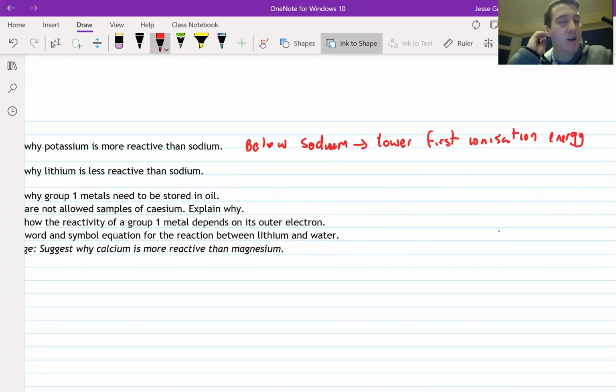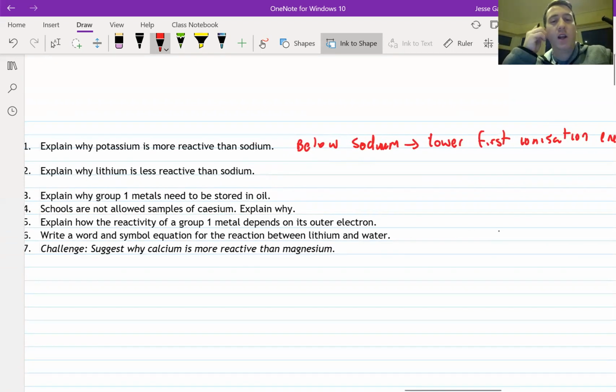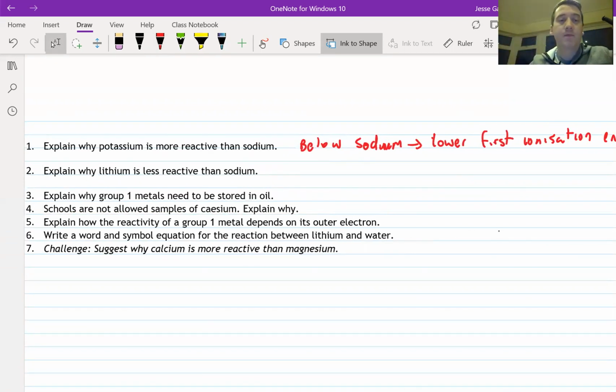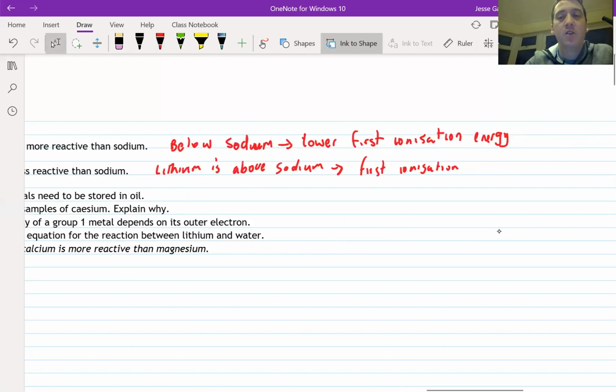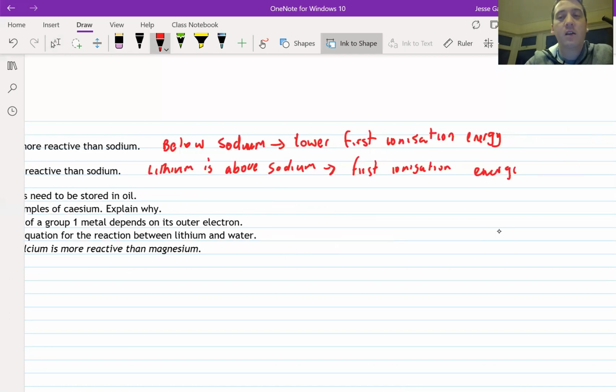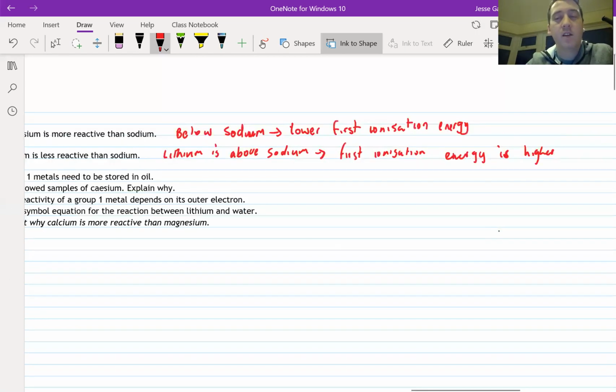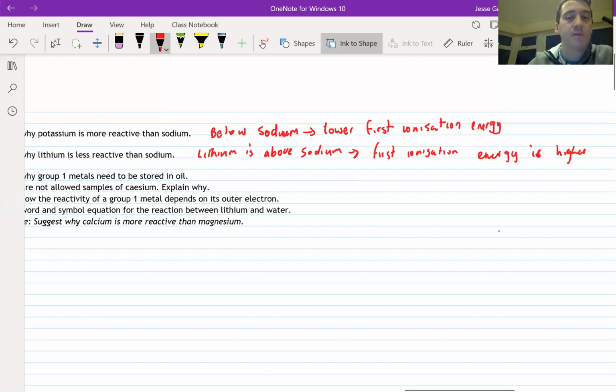Their first ionization energy. Explain why lithium is less reactive than sodium. Well, you should have said lithium is above sodium, and that means its first ionization energy is higher. If its first ionization energy is higher, then it does not react as easily. It takes more energy to remove its electron.